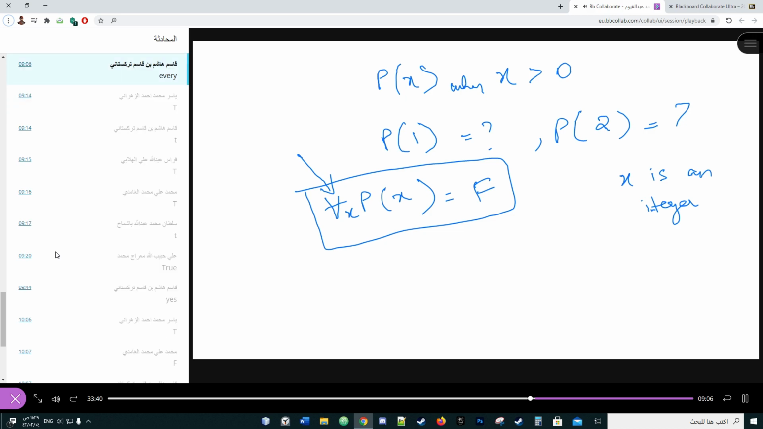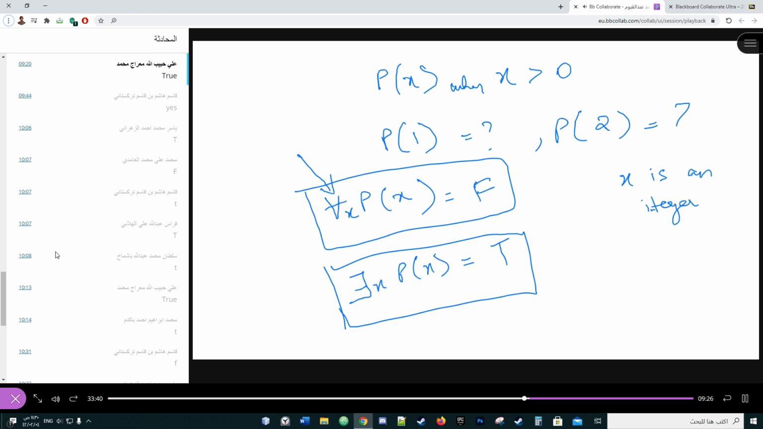Okay, so this new symbol is called for all values of x. For all values of x, what is p of x? It's false. What about for some values of x? What do you think? For some values of x, this is true because it's true for 6, for example. For some, this is true.